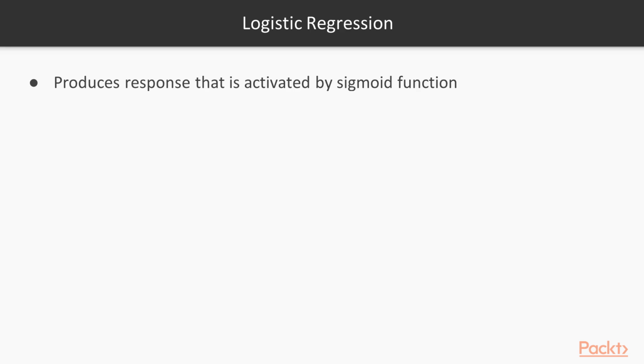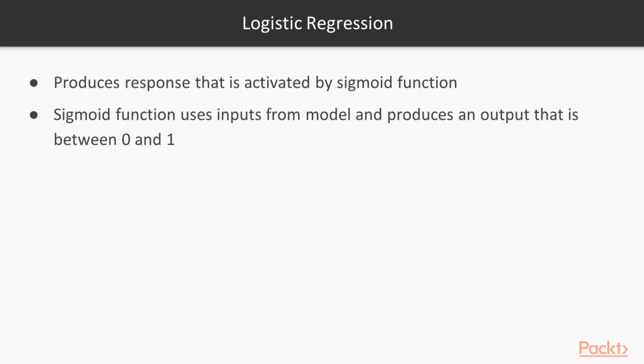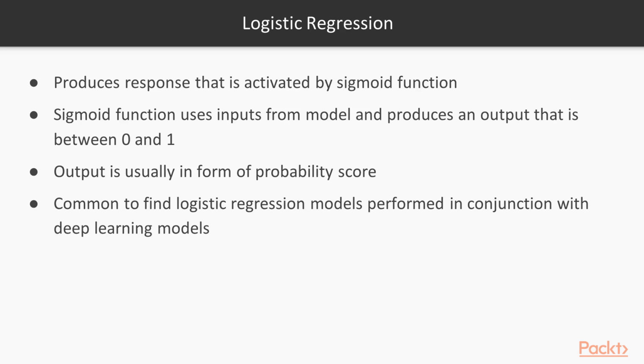The logistic regression model produces a response that is activated by a sigmoid function. The sigmoid function uses the inputs from the model and produces an output that is between 0 and 1. That output is usually in the form of a probability score. Many deep learning models are also used for classification purposes. It is common to find logistic regression models performed in conjunction with deep learning models to help establish a baseline against which deep learning models are measured.